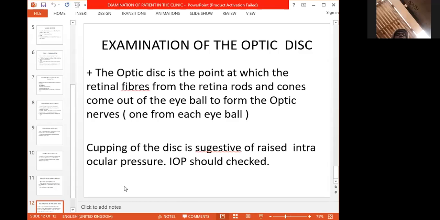One of the important factors you have to look at is whether there is capping of the disc or not. Capping of the disc is suggestive of raised intraocular pressure. Therefore, once you notice capping of the disc, intraocular pressure should be checked if you didn't check initially. And that diagnosis will tell you now it is glaucoma.